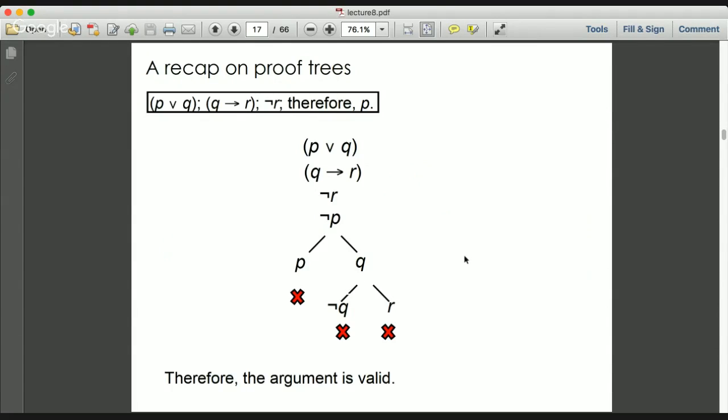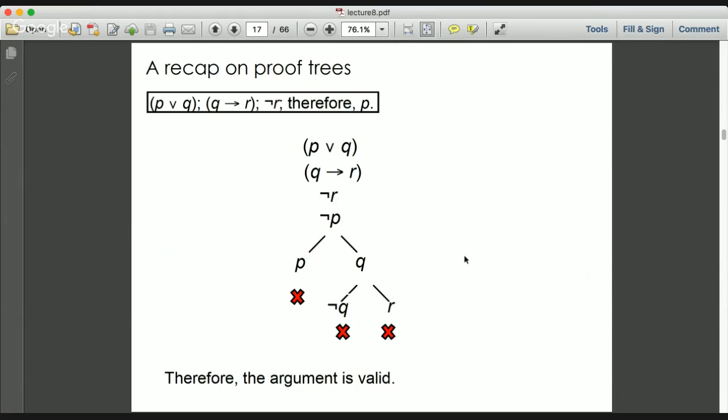So as with all of the examples we've had so far, the tree closes, each branch of the tree closes, and that means that there's no consistent way of making the premises true along with the negation of the conclusion. And that means that if the premises are true, the conclusion has to be true, and that means that the argument is valid. Okay. Good.